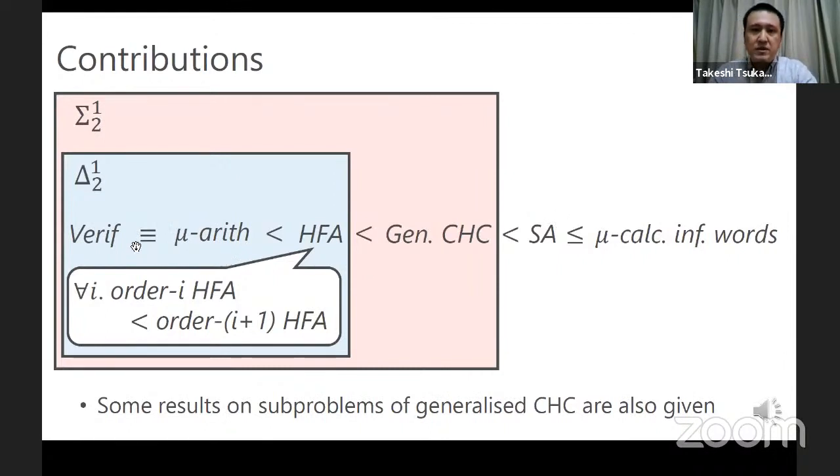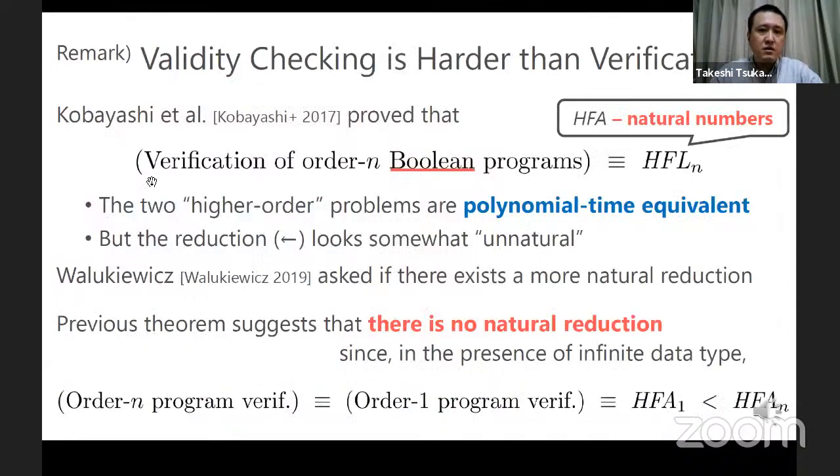Perhaps interestingly, the hardness of the proposed logical problems is linearly ordered. Of course, the verification problem is easiest because it is reducible to the other logical problems. Fixed point based approaches are relatively easier. Then extension of CHC is strictly harder than fixed point based approaches, and second order arithmetic is far harder than these approaches.